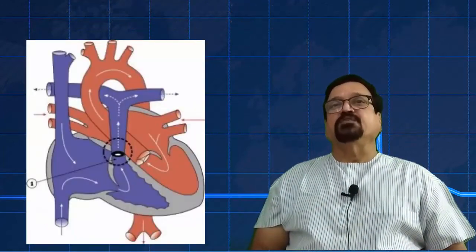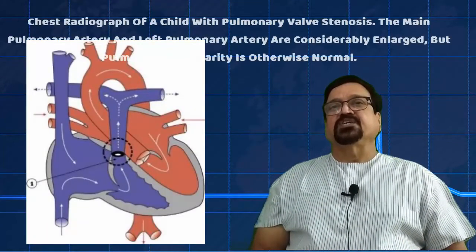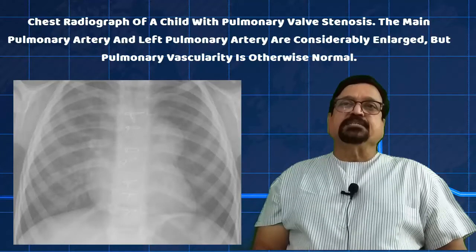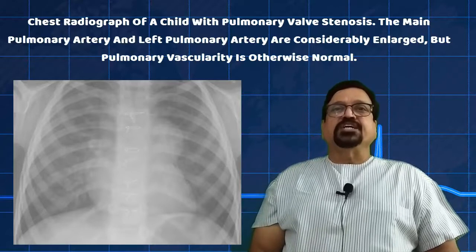This is the hemodynamics of pulmonary stenosis. Now this is the X-ray which shows massively enlarged main pulmonary arteries by the radio-opaque metallic sutures.